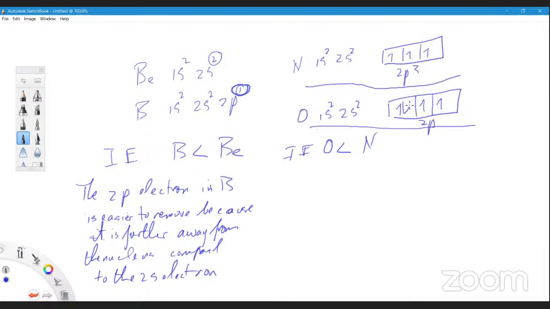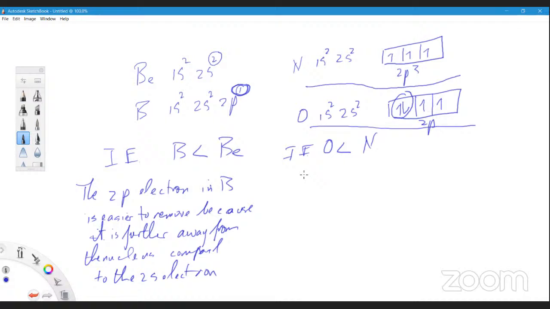And what you'll notice is that in the case of oxygen, you have two electrons here sharing the same 2p orbital, right? And there's some repulsive force between those two electrons. So therefore, as a result, it would be easier for oxygen to lose any one of these two electrons here compared to nitrogen losing any one of these three electrons. And that's because of the repulsive forces between the two electrons sharing the same 2p orbital.